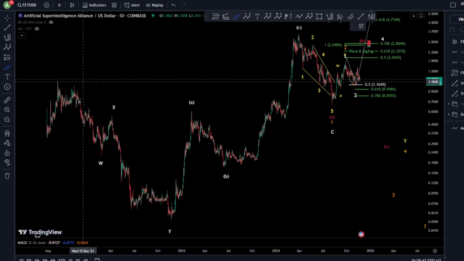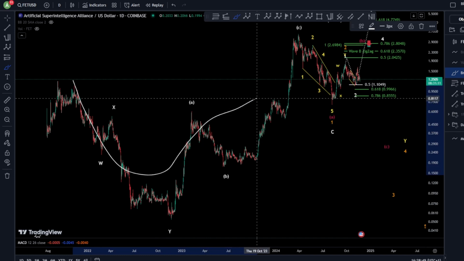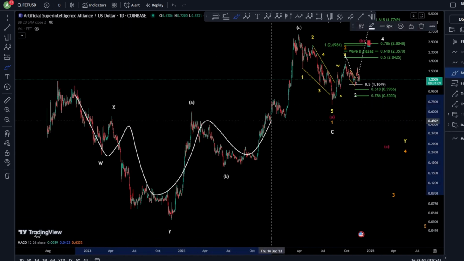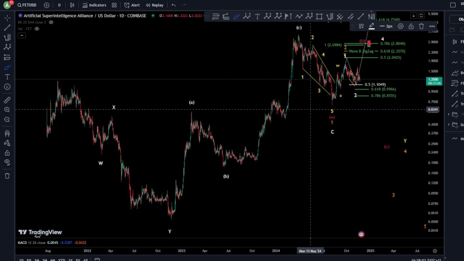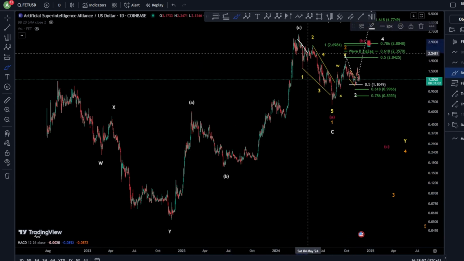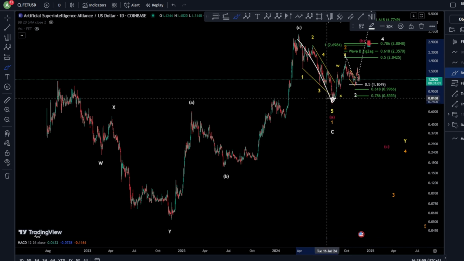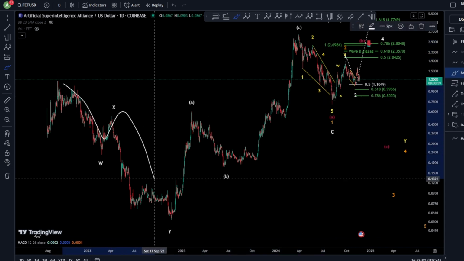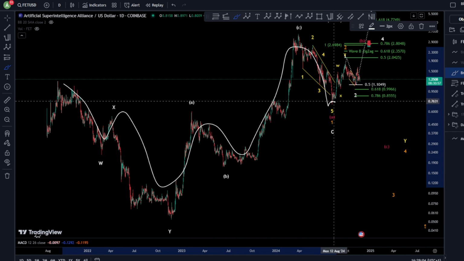Starting, of course, we know that we have an expanding flat, possibly in 3 waves down, 3 waves up, 5 waves down. In your bearish scenario, in your bullish scenario, you have finished your 5 waves here, very short, turning this expanding flat into a running flat.